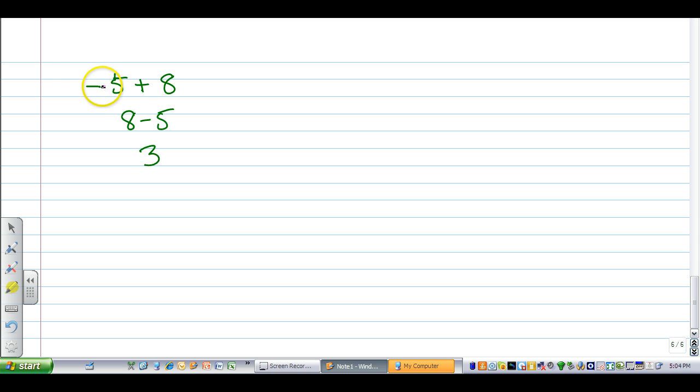Step 2, you're going to keep the sign of the highest absolute value. I go up here and I look. The absolute value of negative 5 is 5. The absolute value of 8 is 8. So 8 has the higher absolute value. 8 is positive, so this answer is going to be positive. I don't have to write the positive sign, so the answer is a positive 3. All right, I'm going to give you some to practice now.